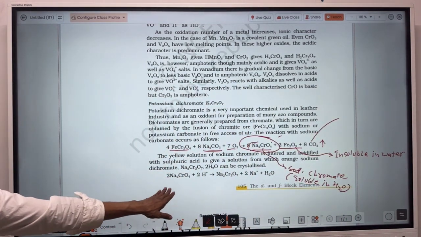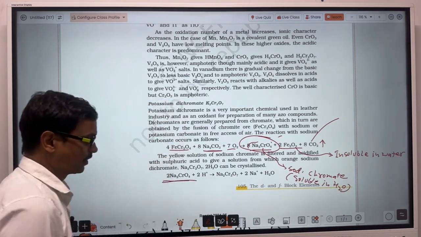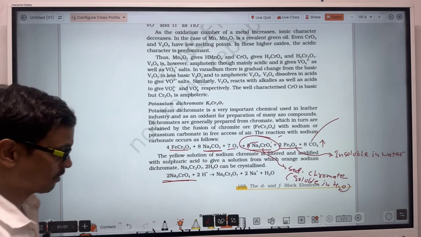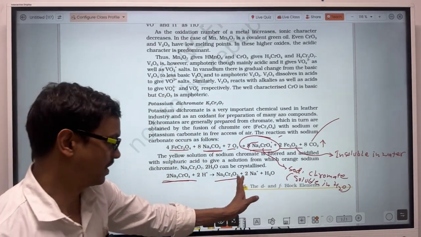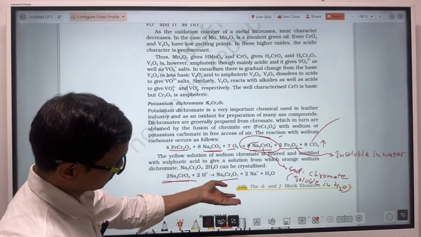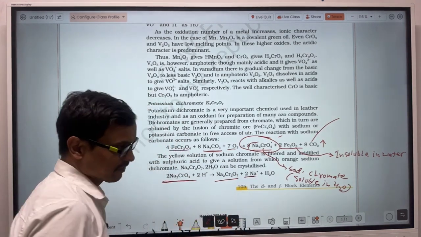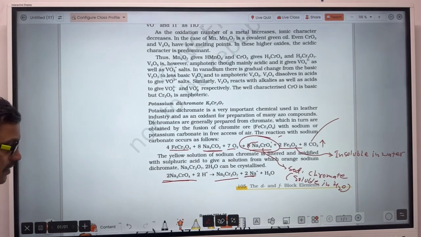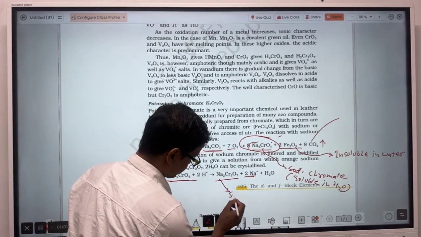Now acid will be passed through this sodium chromate. When acid is passed through the sodium chromate, there will be formation of sodium dichromate, and it can be crystallized out. The Na plus will be soluble in water, so that will remain in the solution, and the sodium dichromate can be separated through crystallization.